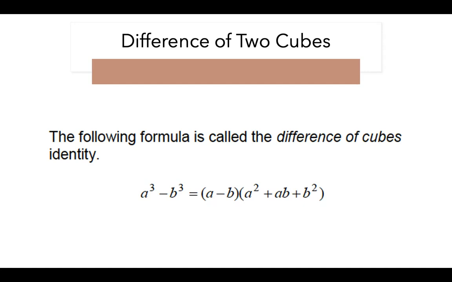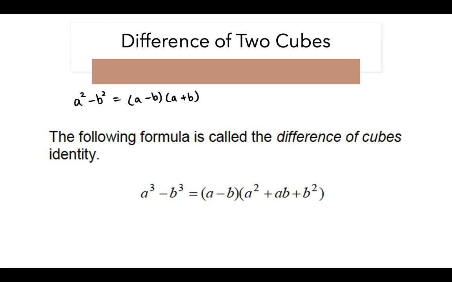So what is a difference of cubes? It's a similar idea to a difference of squares, where it's a squared minus b squared. If I take the square root, it will be a minus b and a plus b. So that is the most factored form.